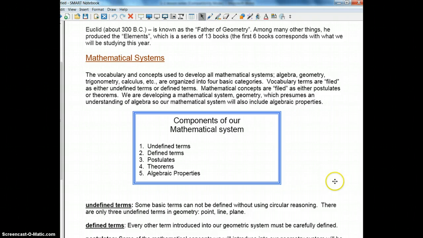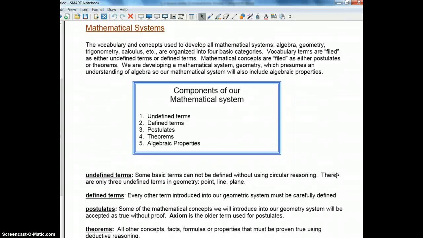The first of which is an undefined term. Some basic terms cannot be defined without using circular reasoning, which means it comes back onto itself. There are only 3 undefined terms in geometry: point, line, and plane, which, oddly enough, are the 3 things that the rest of geometry is built upon. Defined terms would be every other term introduced into our geometric system, and it must be carefully defined.